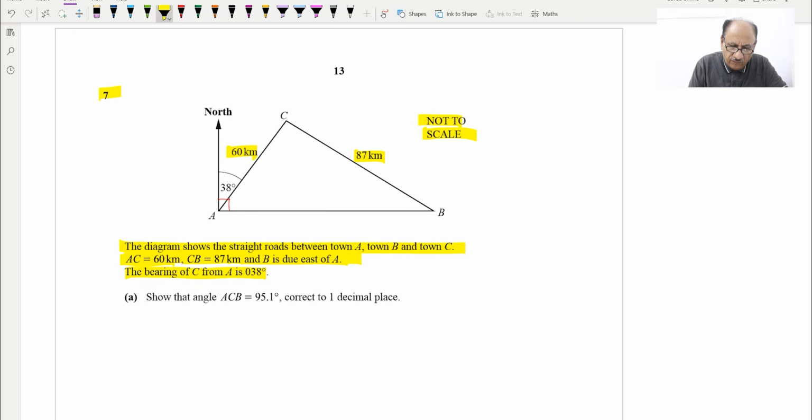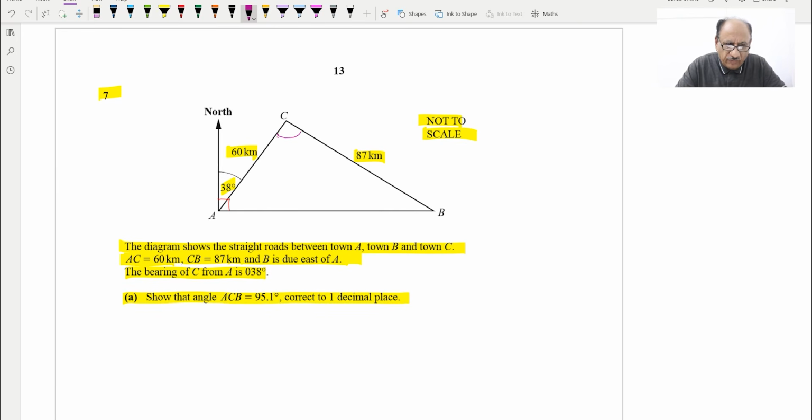The bearing of C from A is 038, which is this one, and part a shows that the angle CB is equal to 95.1, correct to 1 decimal place. So how will we show it? ACB angle is basically this one, which we need to show.